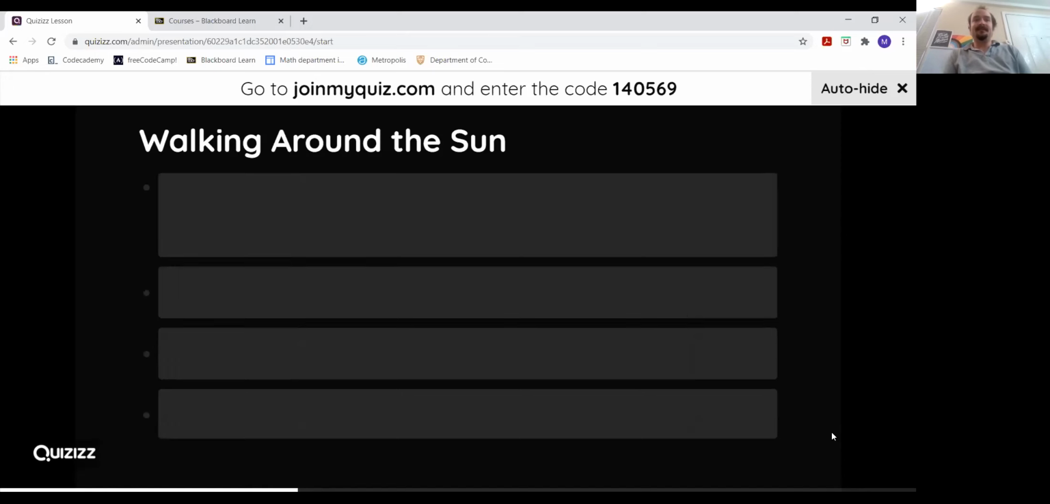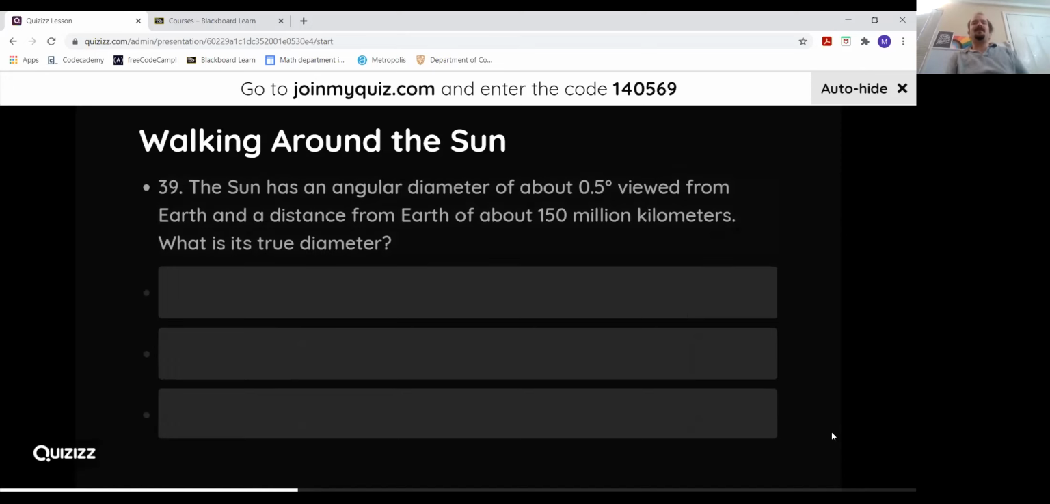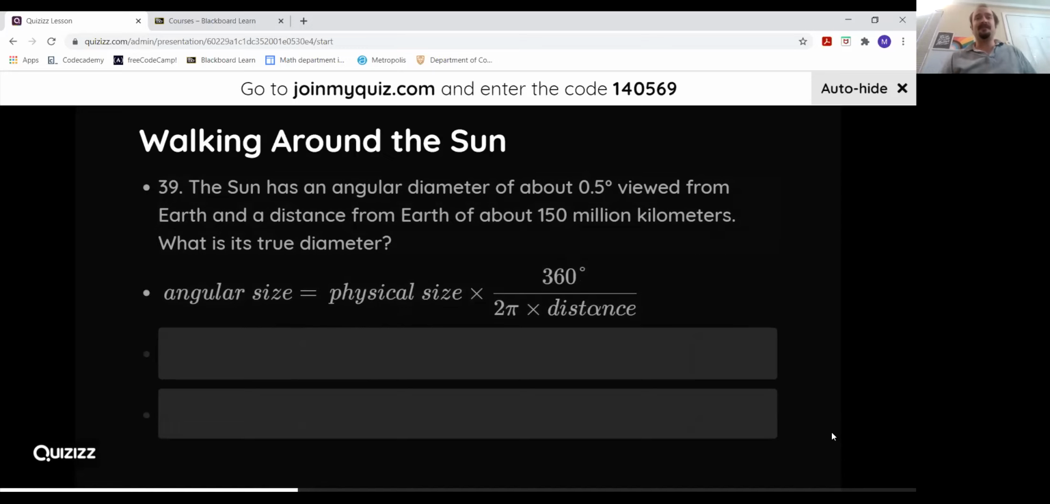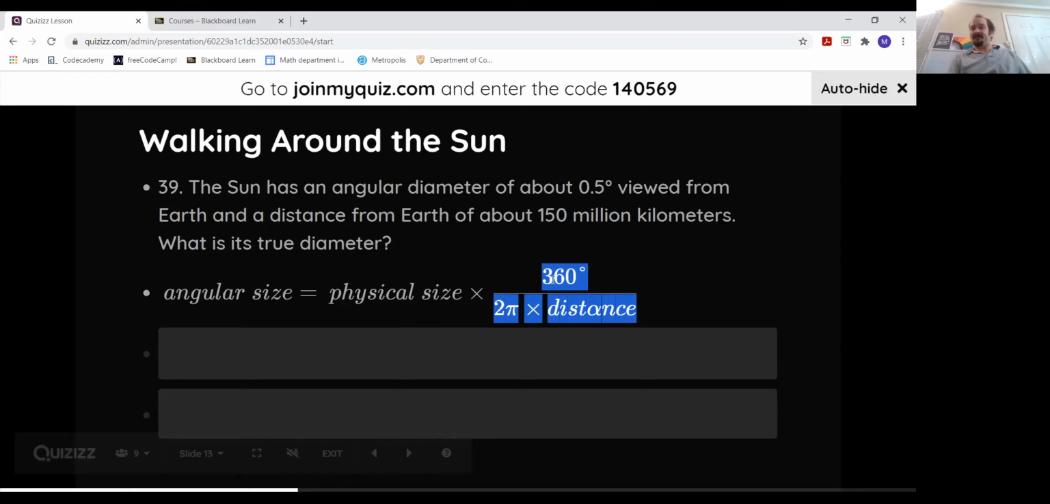Walking around the sun. And so this is one of those angular physical, what do they say? This is the formula that they give you in the book. The angular size is equal to physical size times 360 over 2 pi times distance. And so if we want to solve this for physical size, if this is multiplication and I want to get physical size by itself, I want to move all the rest of this stuff, and it's being connected through multiplication.